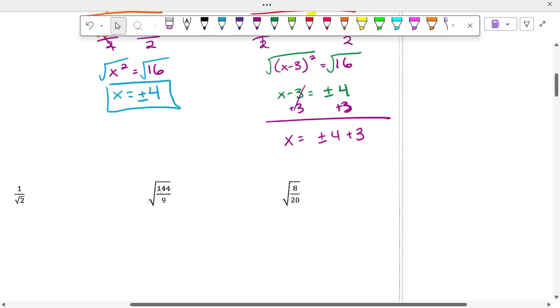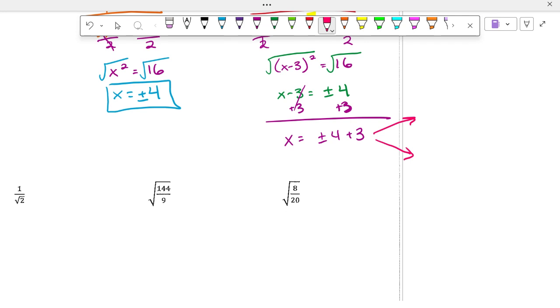Now, here's how you deal with this. You're essentially just breaking it off into 2 answers. You would have positive 4 plus 3 and then negative 4 plus 3, and whatever you get for both of those are your two answers. So what's 4 plus 3? What's negative 4 plus 3? Negative 1. So x is equal to the set of negative 1 and 7. I don't know why I wrote negative 4, negative 1, and 7.